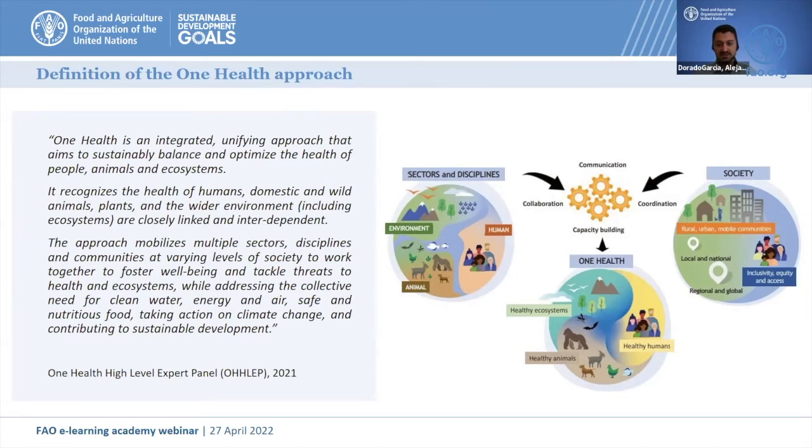As you can see here in the slide, it's quite a long definition, so I'm not going to go over all of it. But this definition of One Health is promoted by the 4 international organizations, and also demonstrates their commitment to work together so that we are better prepared to prevent, predict, detect, and respond to global health threats, and to promote sustainable development.